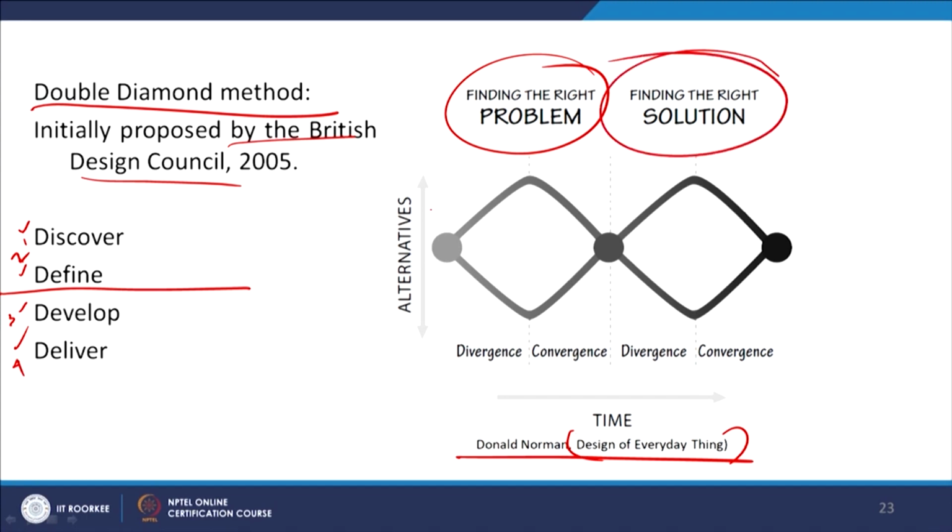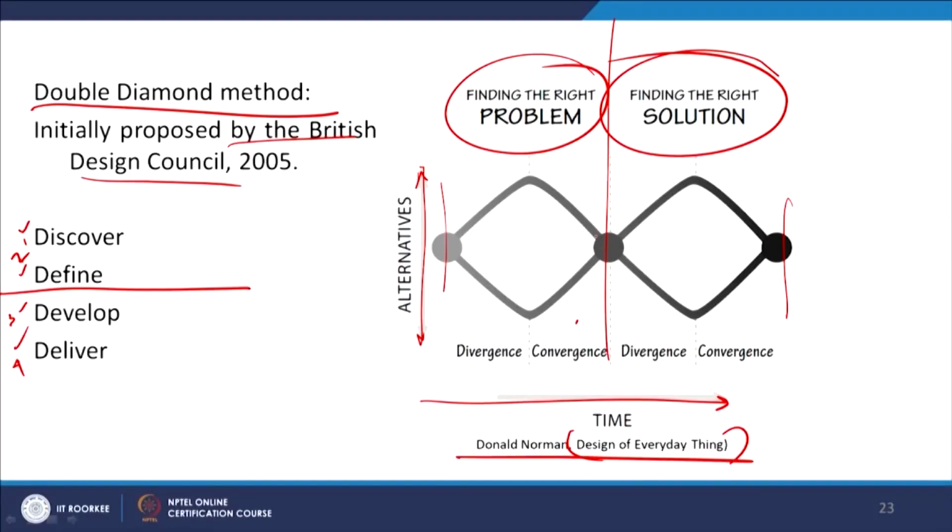So the diamonds are created based on this axis, which plots the alternative options: how many alternative options do we have? And on this axis we have the time, from the start of the design to the end of the design. He says half of this time frame will be for finding the right problem. If we find the right problem, half of the task is done, and then the next phase will be finding the right solution.